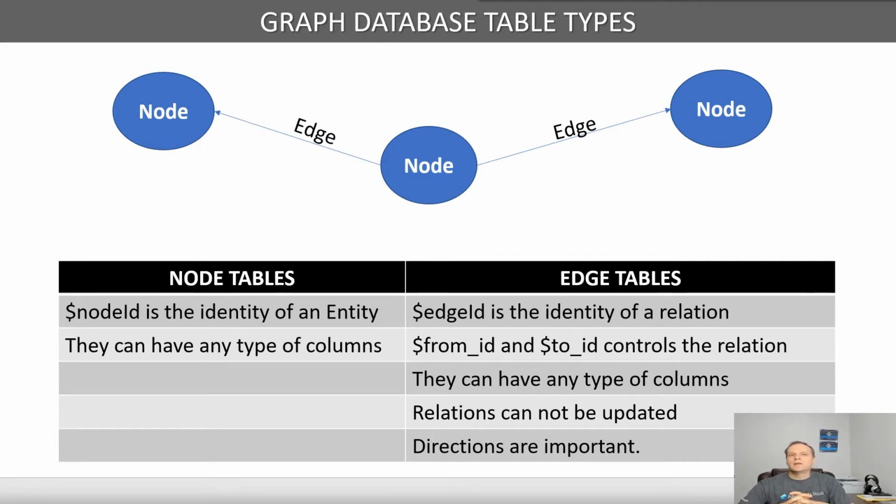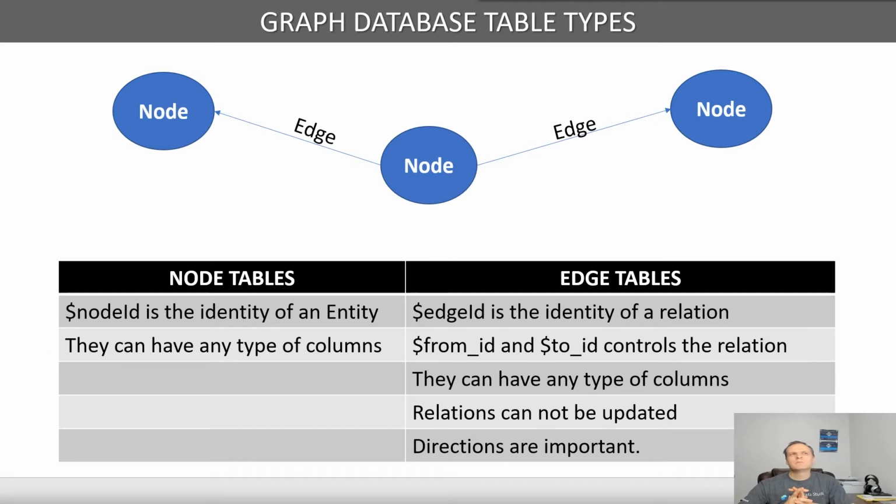Second one is edge tables, and edge tables are a little bit interesting. Edge tables are only for relations. They keep relation information. Just like node tables, they have an identity column named edge ID, and edge ID is just the identity of each relation you put in this edge table. Other than edge ID, we have two more special columns named from ID and to ID. Those are actually keeping the relations between the entities.